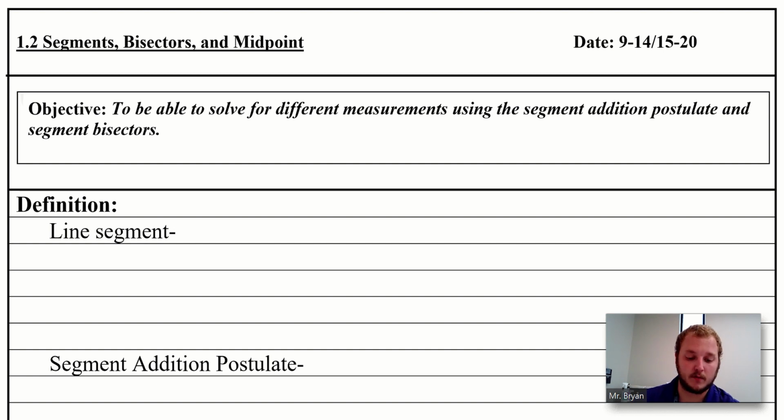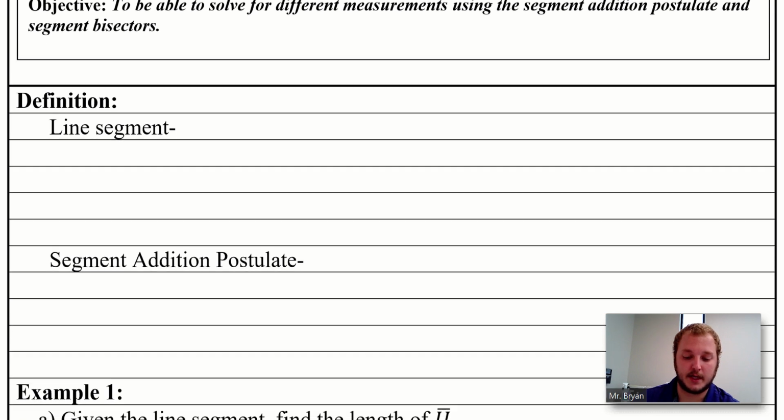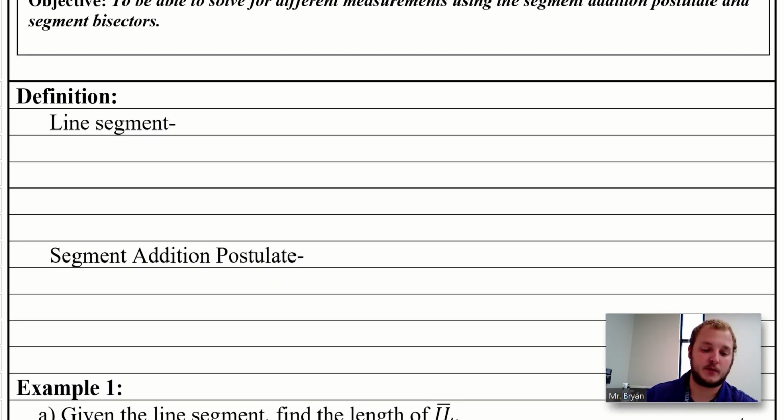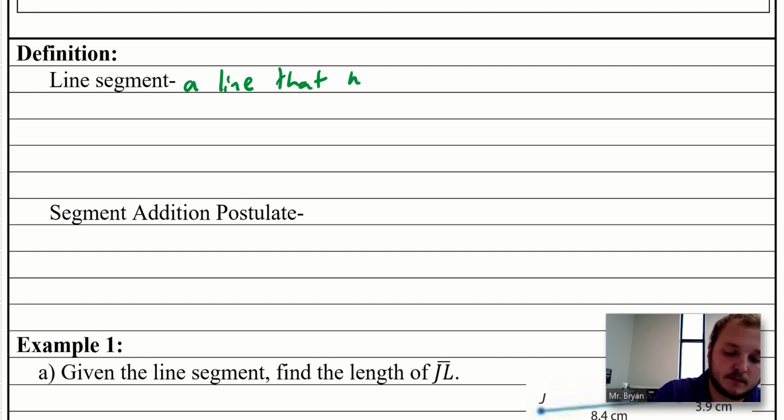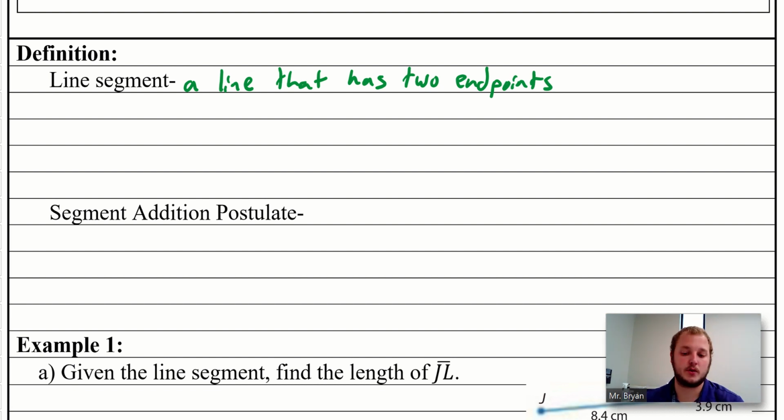Okay. So first definition we need to write for today is: what is a line segment? What does that mean? We talked about lines. Now how are we getting more specific? Okay, so a line segment is just going to be a line that has two endpoints. A line that has two endpoints.